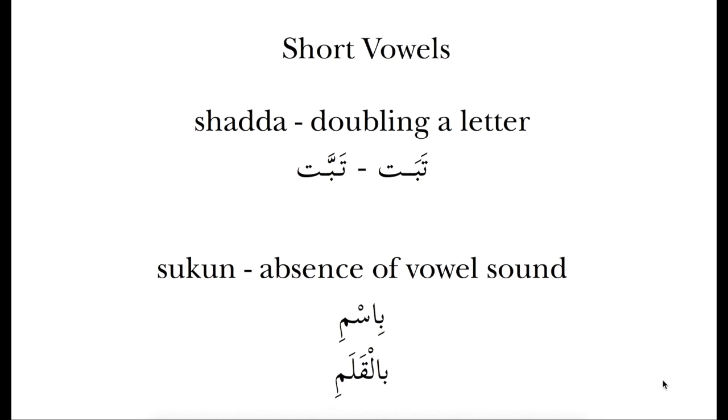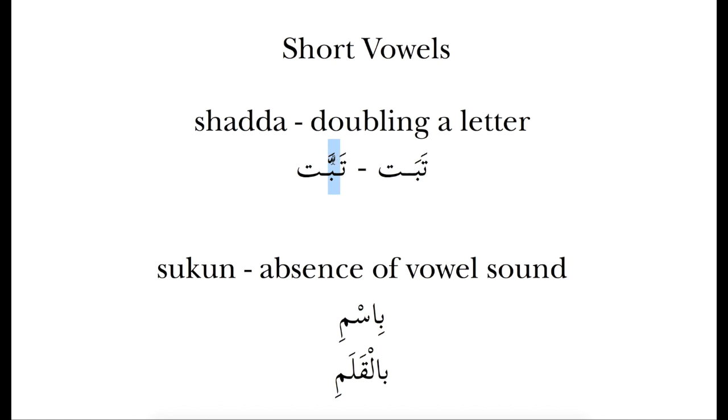Now coming near to the end of the little short vowels that you find above or below the letters. We have to go over tanween, but for now we're looking at the shadda and the sukun. The shadda is this shape right here. It looks like a W, and the logic behind the symbol is that it's a double letter. So it's doubled up.